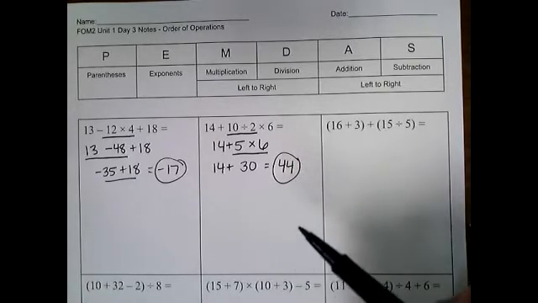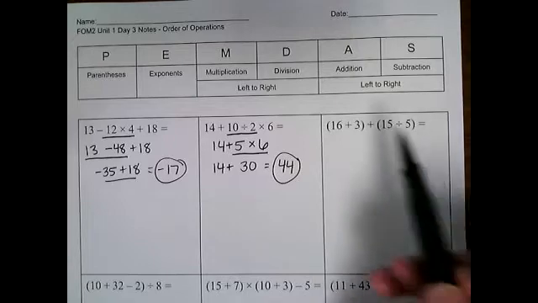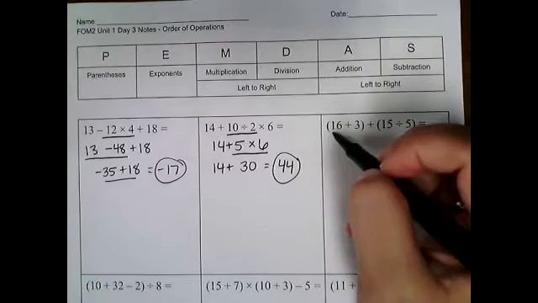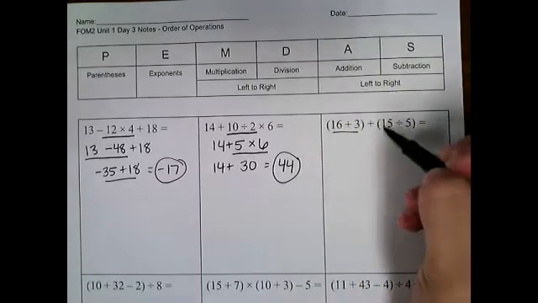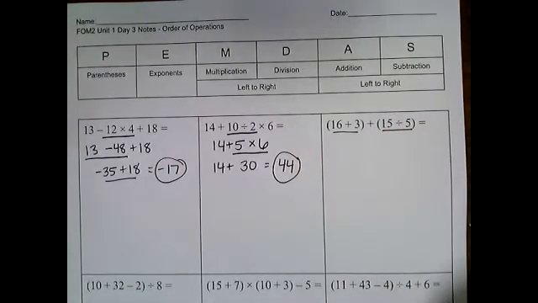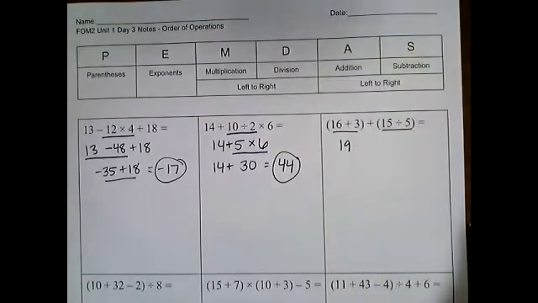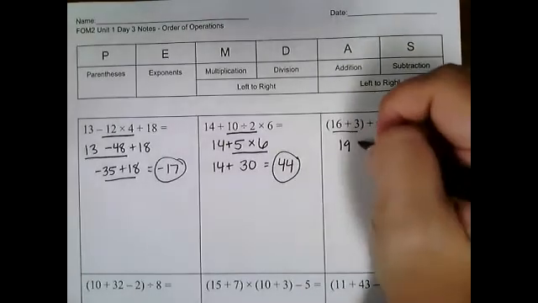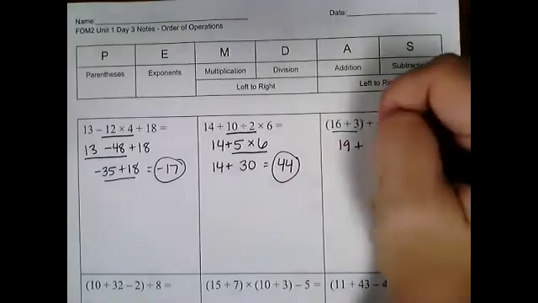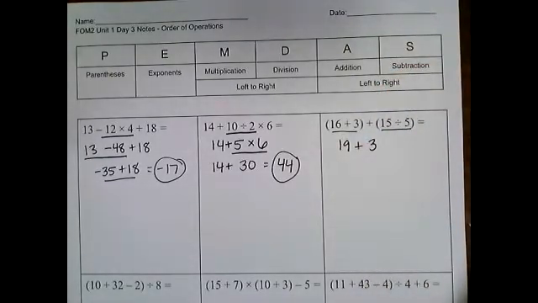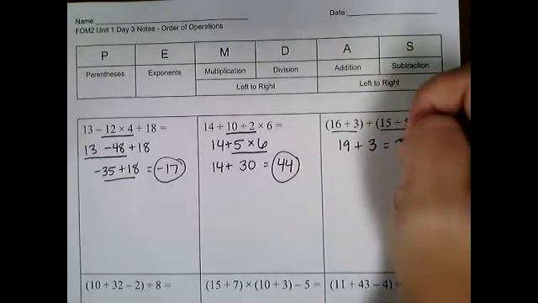Be careful. This one, parentheses, 16 plus 3. And since I have two different sets of parentheses, I'm going to do that both in one step. 16 plus 3 is 19. Once you've done what's in the parentheses, you can drop them. Plus 15 divided by 5 is 3. And then 19 plus 3 is 22.